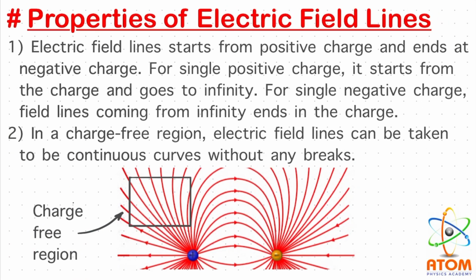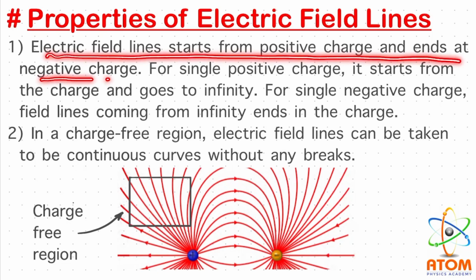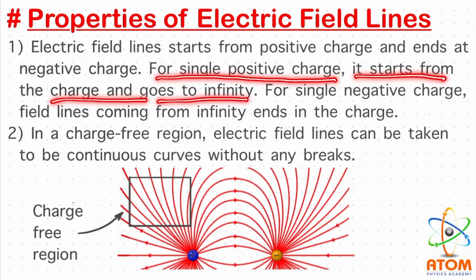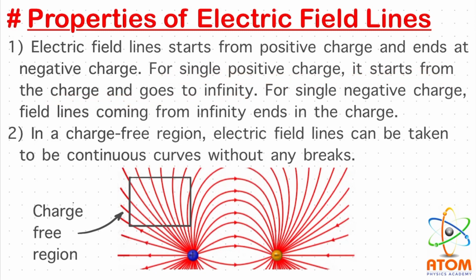Now let us see the properties of electric field lines. The first is that an electric field line starts from a positive charge and ends at a negative charge. This we already know, we have seen in the figures that electric field lines go from positive to negative. But for a single positive charge, it starts from the charge and goes to infinity. Obviously there is no negative charge nearby, so all the electric field lines will go to infinity. And for a single negative charge, the electric field lines will be coming from infinity and will end at the charge itself.